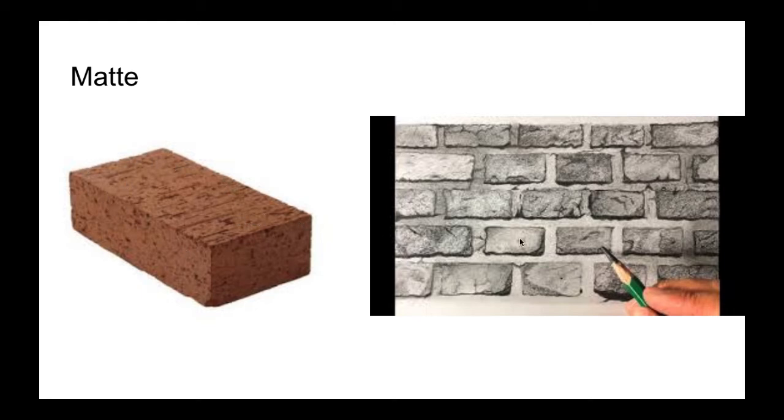And so when you're drawing these matte textures, you're not going to have any strong highlight areas. And you are going to need to draw this rough surface. And typically when we're drawing rough surfaces, the parts that are indented more are going to be black because the light is having more trouble reaching those areas.